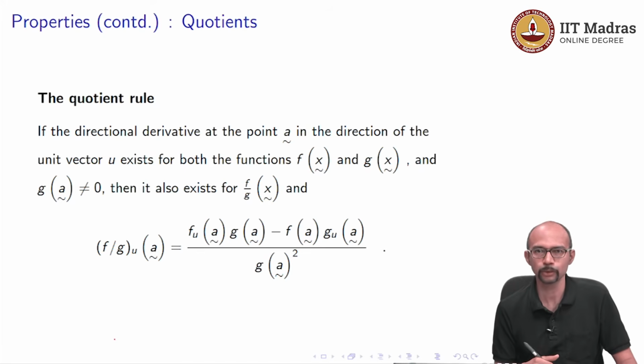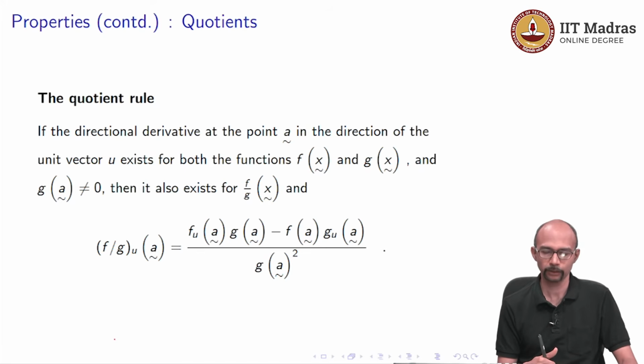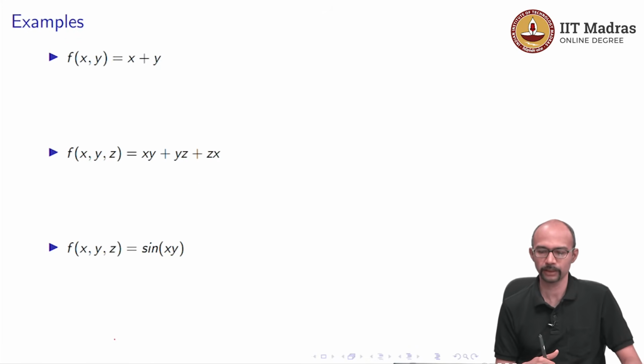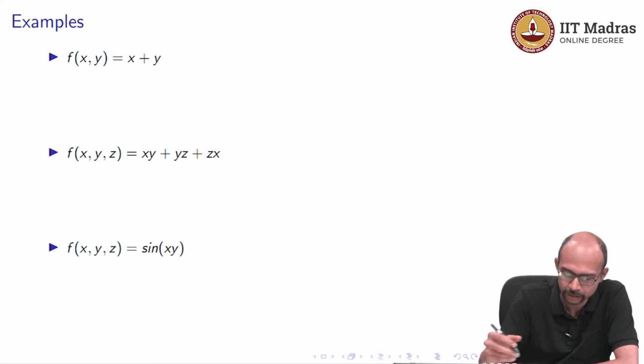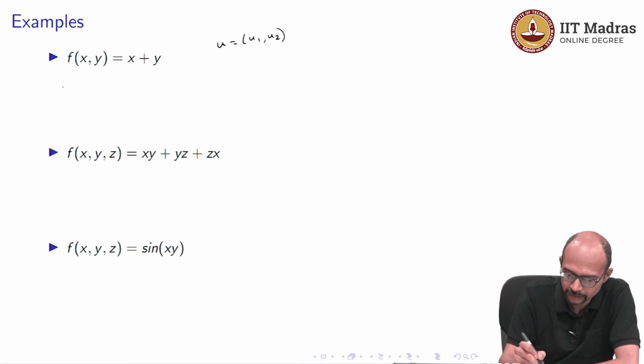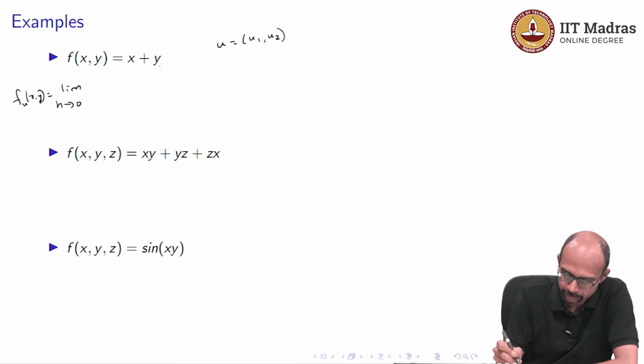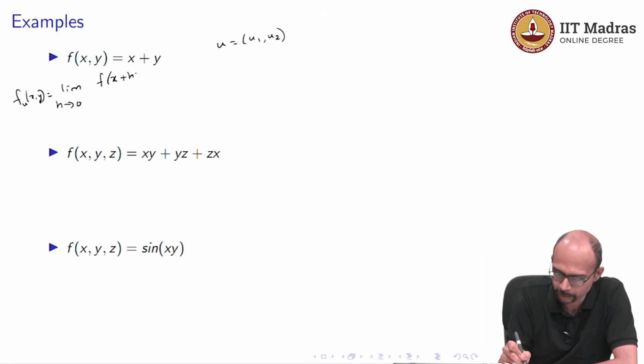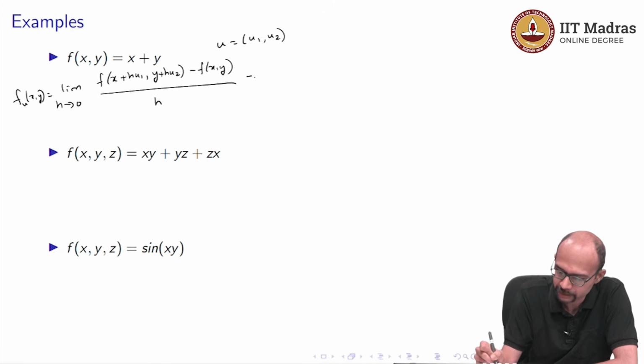Okay, so these are useful properties, and they will help us evaluate. Let us do a couple of directional derivatives for arbitrary directions. I am going to assume an arbitrary vector. So, here u is u1, u2, and let us compute what happens. So, limit h tends to 0, I want the directional derivative of f at x, y. So, this is f of x plus h times u1, y plus h times u2, minus f of x, y, divided by h.